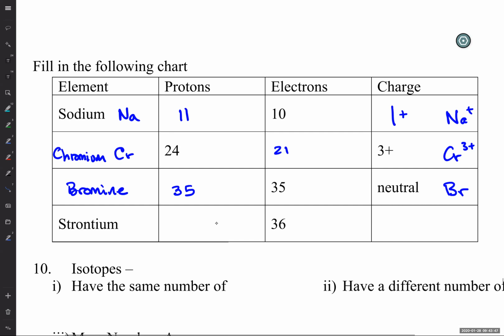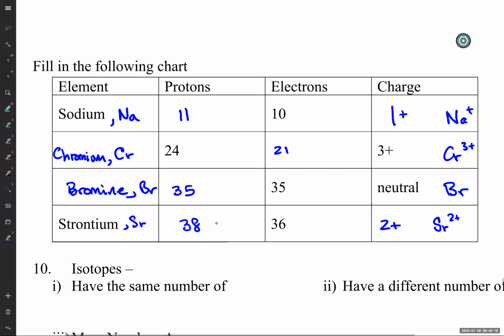Strontium with 36 electrons. It's supposed to have 38 protons. You look up strontium, that's Sr. So it'll have a 2+ charge, and that'll be Sr2+. There you go.